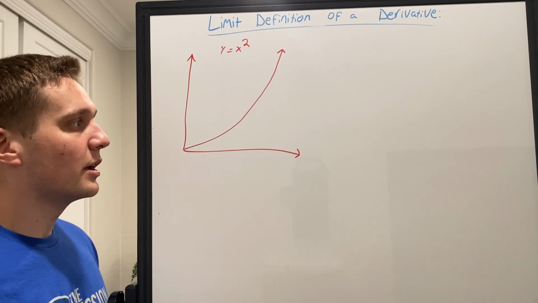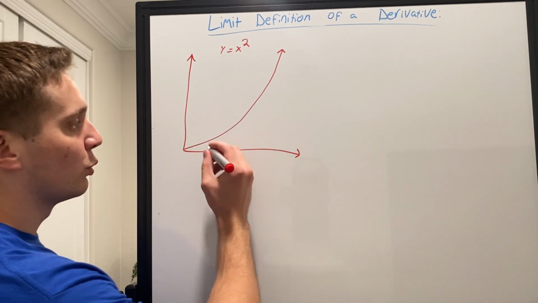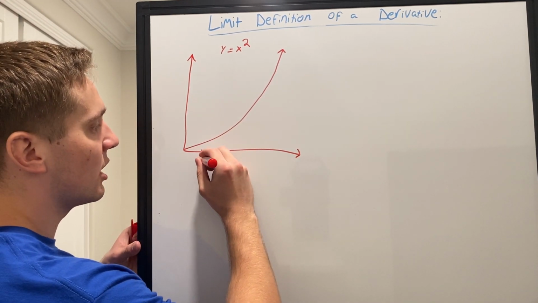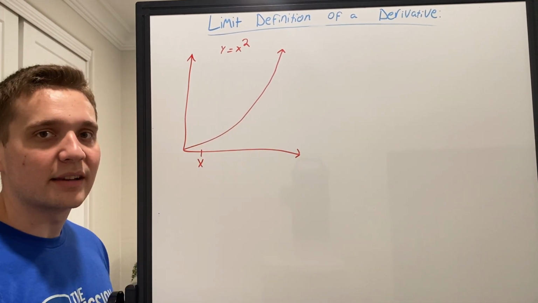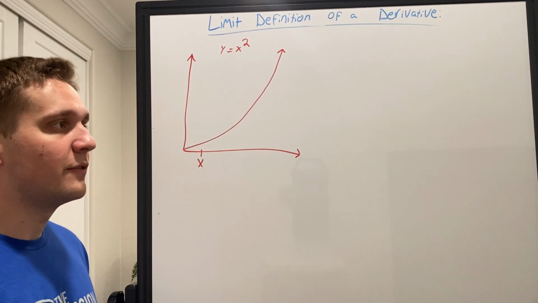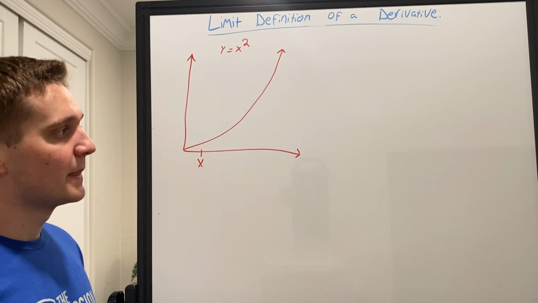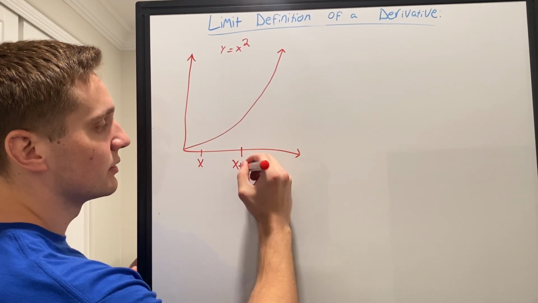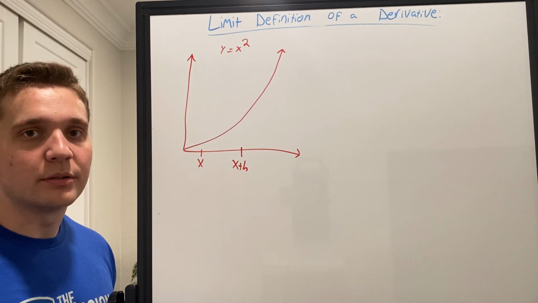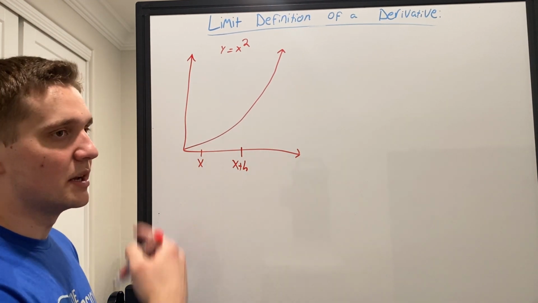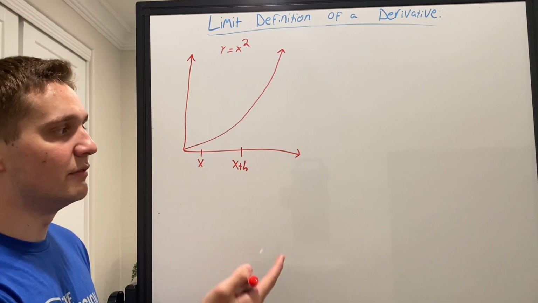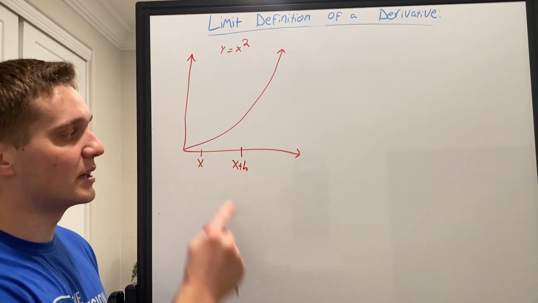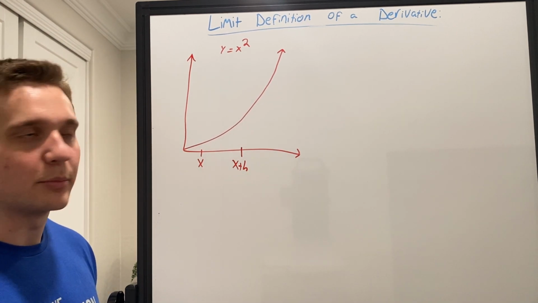Now let's pick a point on this curve. We're going to take this point and call it x, some input for x. We're going to be very vague here, very non-specific. And we're also going to pick another point and call this x plus h, h being some other positive number, right? So maybe x is 5 and h is 3, so we have 5 and 8, for example.